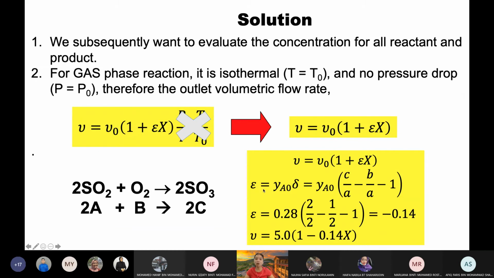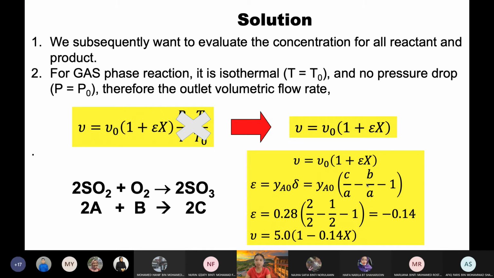So how to find epsilon? So saya kata epsilon tu ada sub-equation. So the sub-equation was epsilon equals to YA0 sigma. YA0 initial fraction of A dalam sistem ataupun initial fraction SO2. So kan dia kata tadi initial fraction SO2 28 mole percent, 0.28. Settle untuk YA0. Sigma pula satu lagi sub-equation.